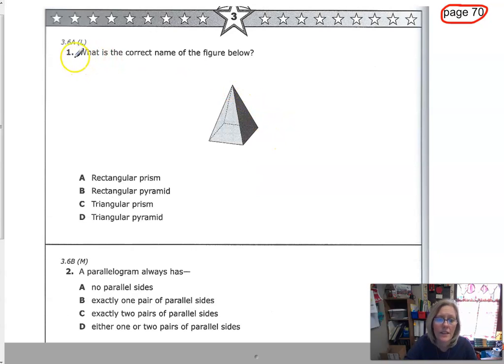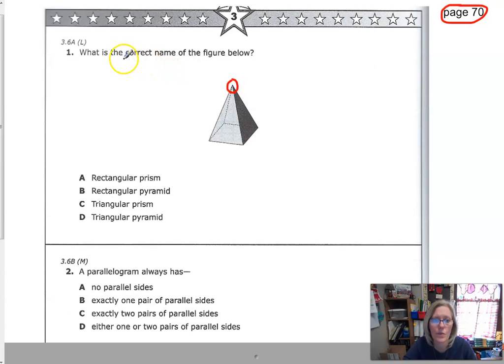Okay. So let's look at number 1. What is the correct name of the figure below? And unless you've studied your three-dimensional shapes, and this is three-dimensional because it has a height, how tall it is, it has a length, and it has a width also on it. So it has 3 ways to measure it. So we have to think about this. This comes to a very pointy top, so we'll investigate that.